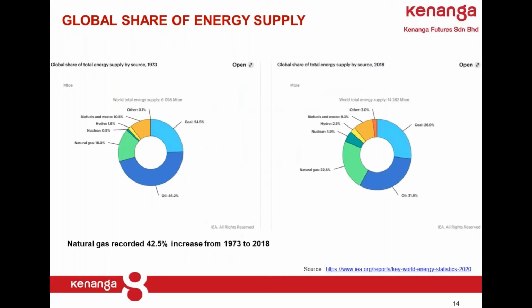Now this is the global share of energy supplies. As you can see, the left pie chart is the data of 1973. From the share of energy, oil represents almost half of the supply, followed by coal, and only third is natural gas. But in the latest graph on the right-hand side, you can see that oil has been reduced gradually as the main source of energy supply, and you can see a significant increase in the natural gas share of energy for the year 2018.